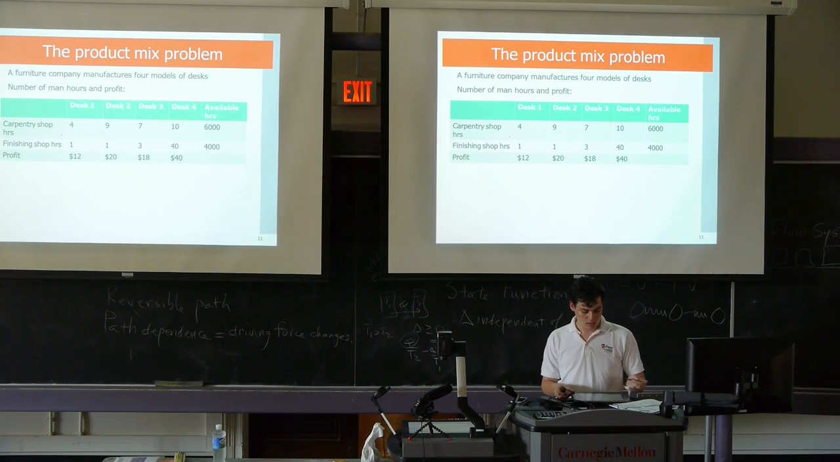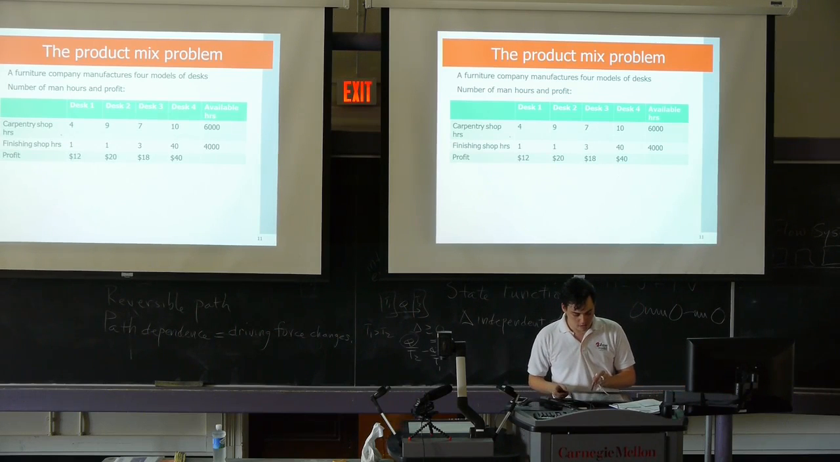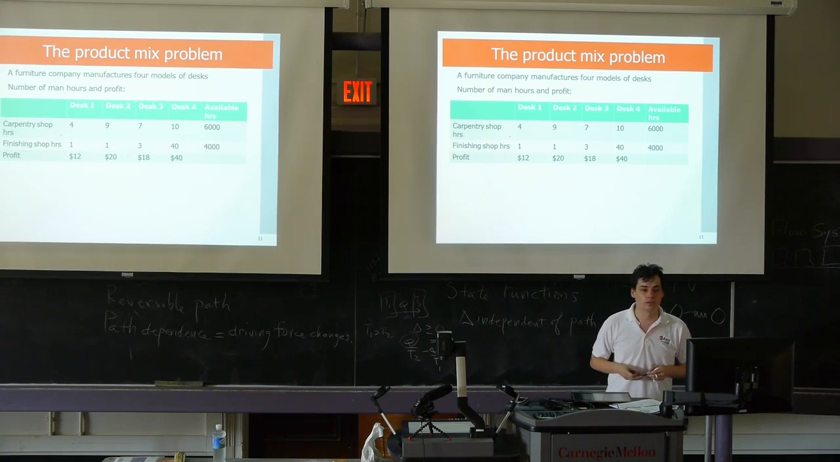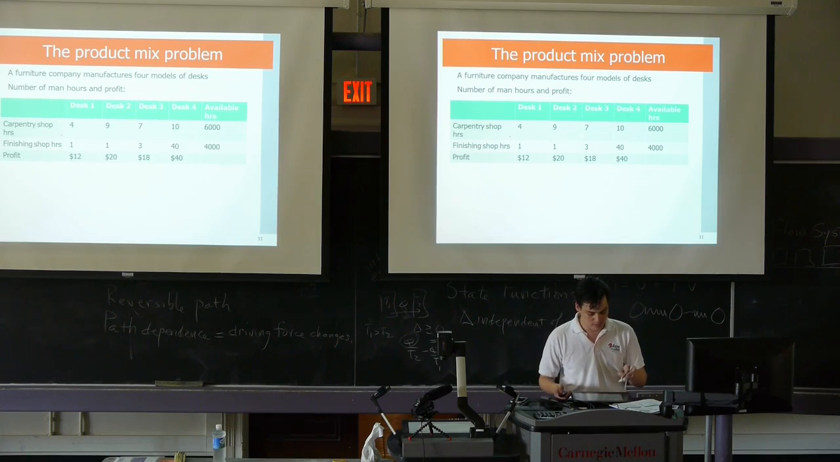And it can make you $12 profit. Similarly, desk 2 needs 9 hours in the carpentry shop, and then 1 hour in the finishing shop, but it can make you $20 profit. And you have overall constraints that in the carpentry shop you cannot spend more than 6,000 hours, and in the finishing shop you cannot spend more than 4,000 hours. The question is how many desk 1, desk 2, desk 3, desk 4 to produce in order to maximize your profit.